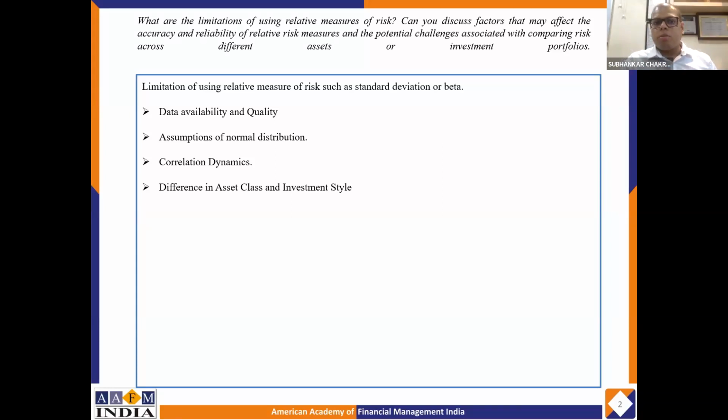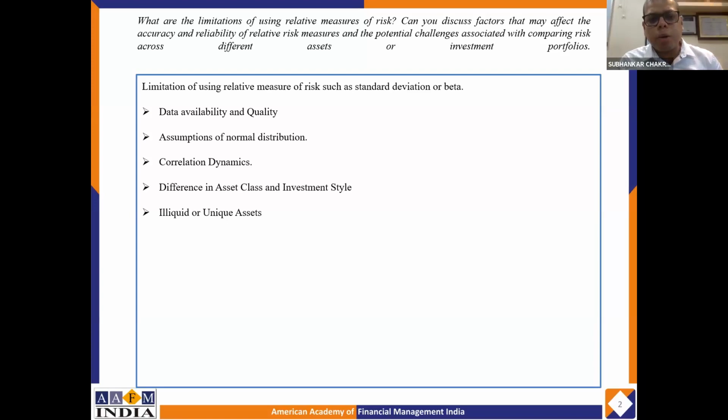If you use relative measures of risk in finding out the risk of your portfolio, multiple asset classes will have their different risks, and all of this cannot come under one parameter. So that's another limitation.